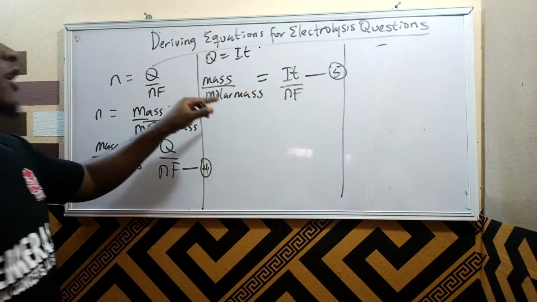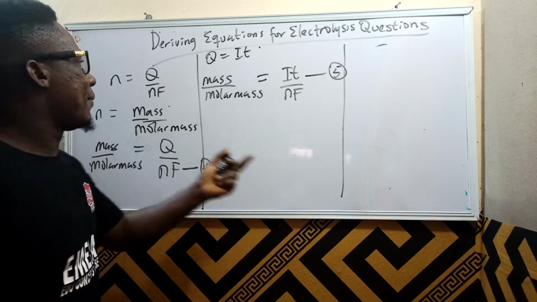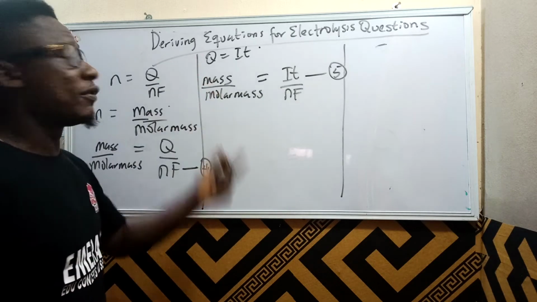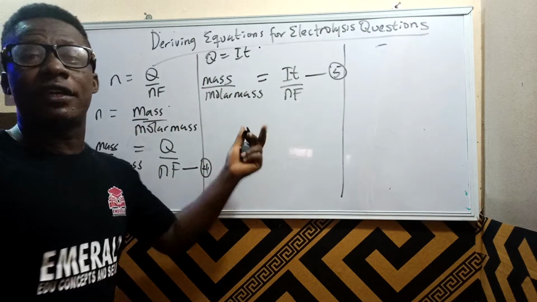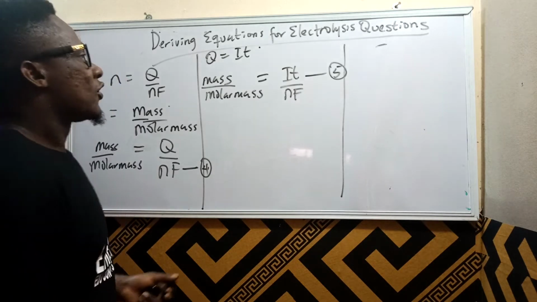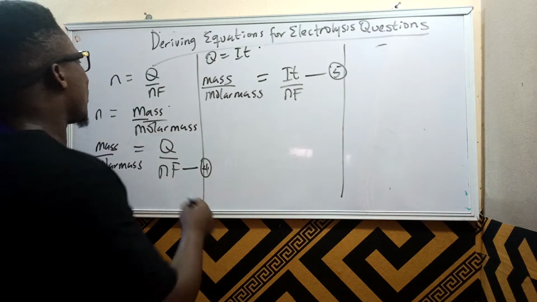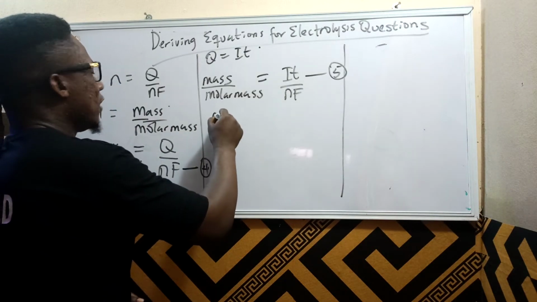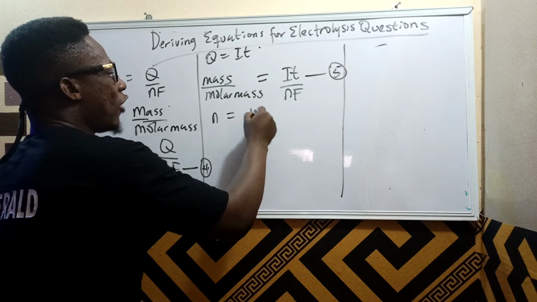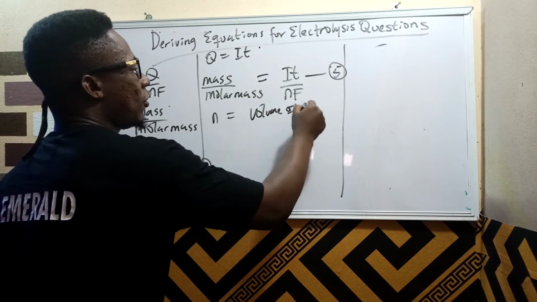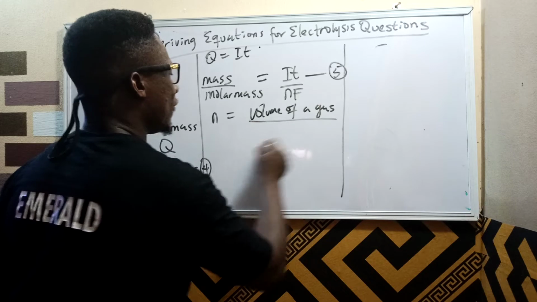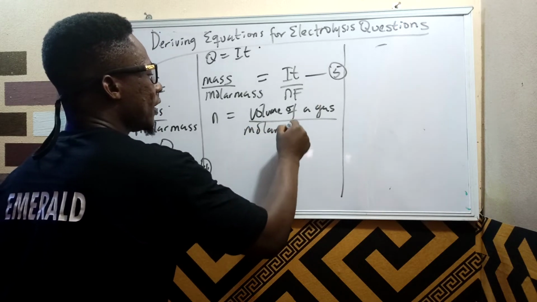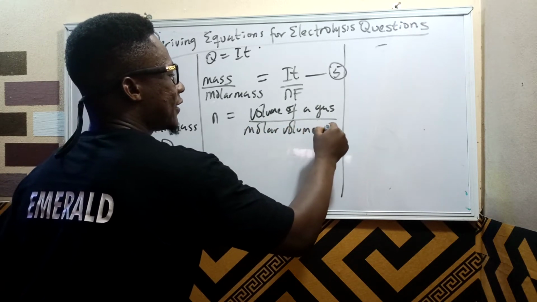That means if you are given current and time, and they ask you to find mass, and you have the molar mass, you can find any of the variables here. Okay, so that is that. We can also say the number of moles is equal to the volume of a gas in dm cubed over the molar volume at STP.